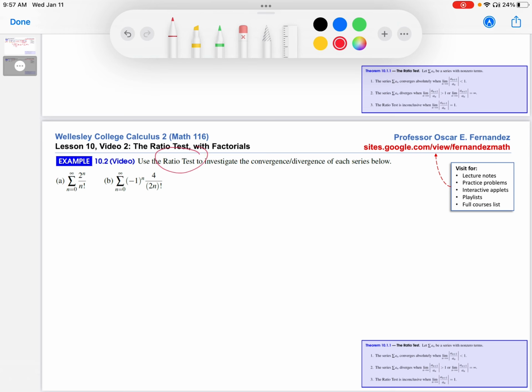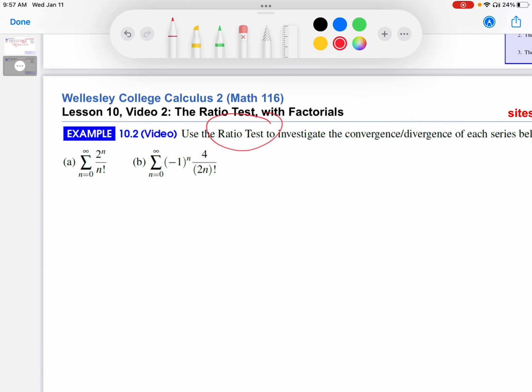I'm going to assume that you've done the ratio test before, and maybe not have done it in the context of a series with factorials. So that's kind of the point of this video.